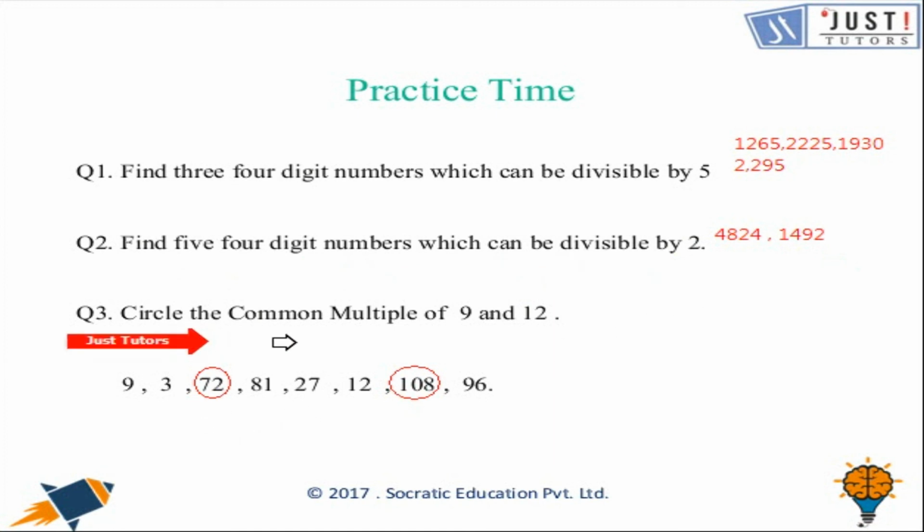Another question is to circle the common multiple of 9 and 8. It's a number which comes in the 9 times table as well as in the 8 times table. So that's 72 and 108. I hope all your answers are correct, and if yes, then go ahead and pat your back. You have really done a good job.